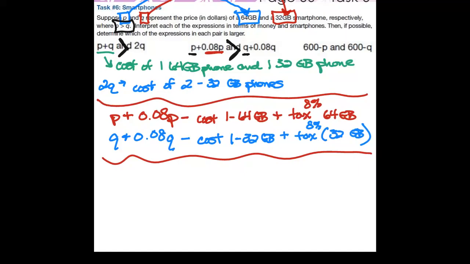All right. So the last one is 600 minus P and 600 minus Q. What might those represent? 600 minus P and 600 minus Q. What might those expressions represent?